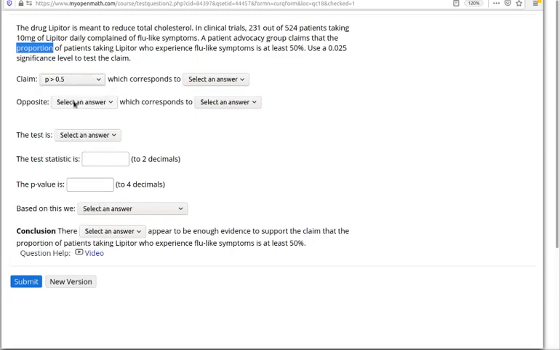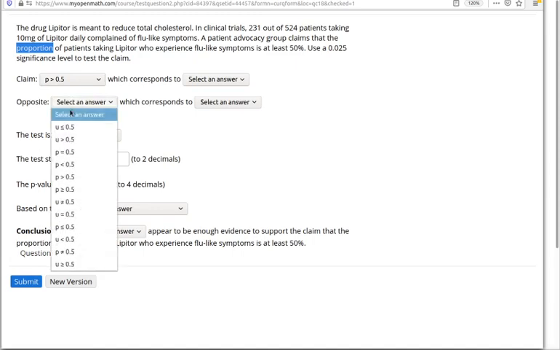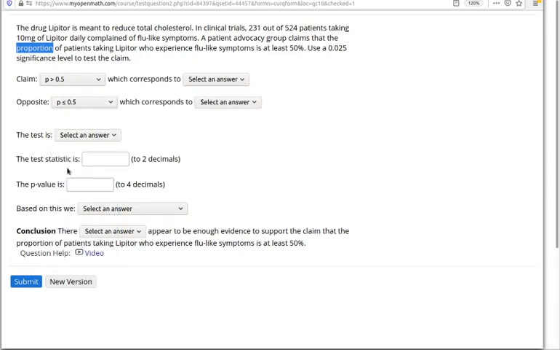Now I know that the opposite of greater than is less than or equal to. But of course, since this first one is wrong, the opposite is wrong. So if the claim is wrong, the opposite is wrong. But let's continue on. Then this claim corresponds to my alternative hypothesis, which will have the same symbol, greater than. Now the one that has the equal sign becomes my null hypothesis, and that gets converted into equals.